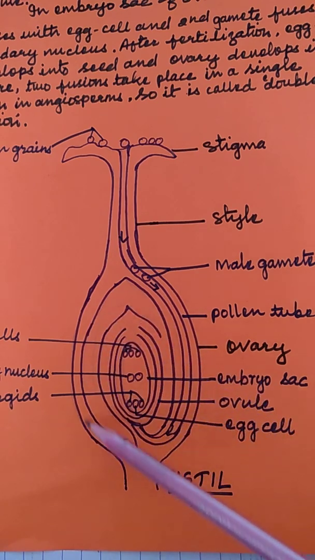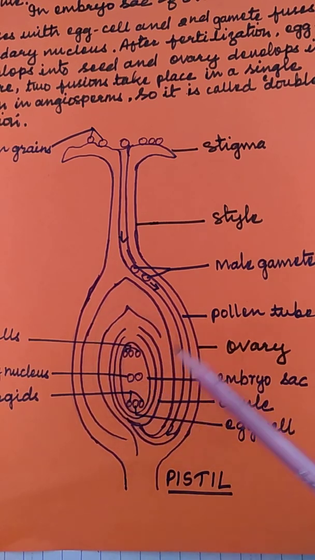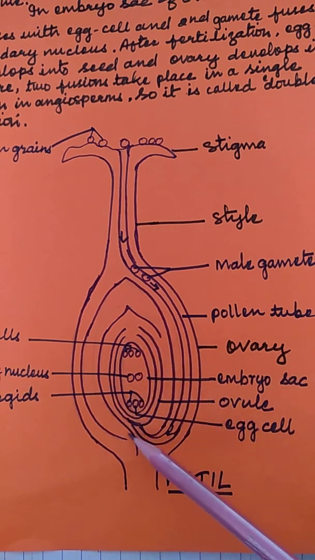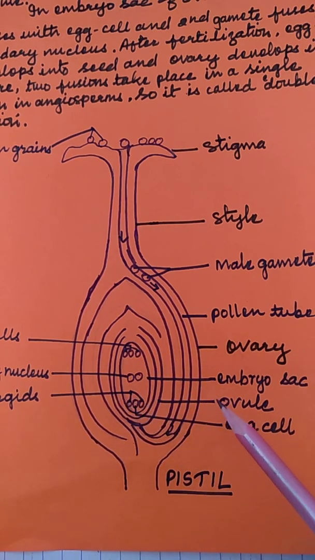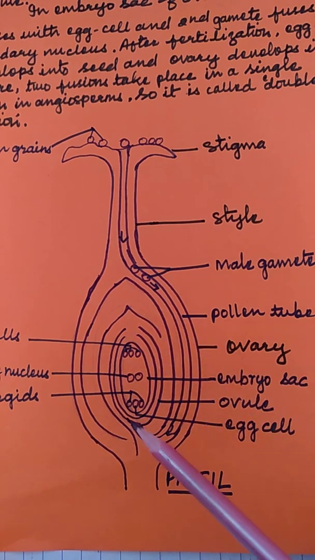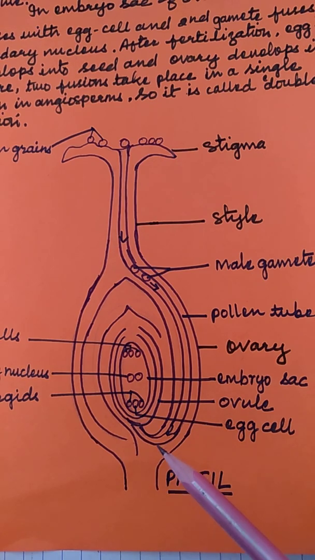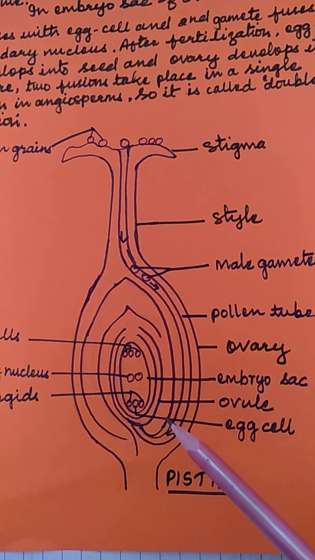Okay, this whole part, the ovary, develops into fruit, right? And the ovule part develops into seed, right? The ovary develops into fruit, the ovule develops into seed. So this way fertilization, sexual reproduction takes place in angiosperm. So this is the actual process.